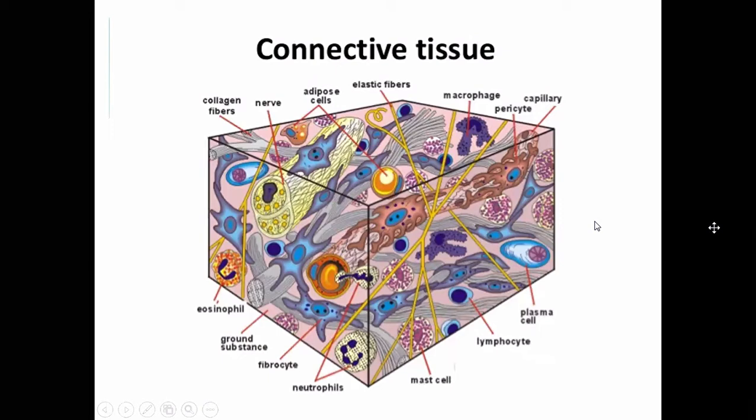Okay, so you see the picture. This is a schematic diagram of your connective tissue. You would see here the collagen fibers, you have the different cells, you have the macrophages, you have the elastic fibers, you have the blood cells, eosinophils and all. So this is your connective tissue.